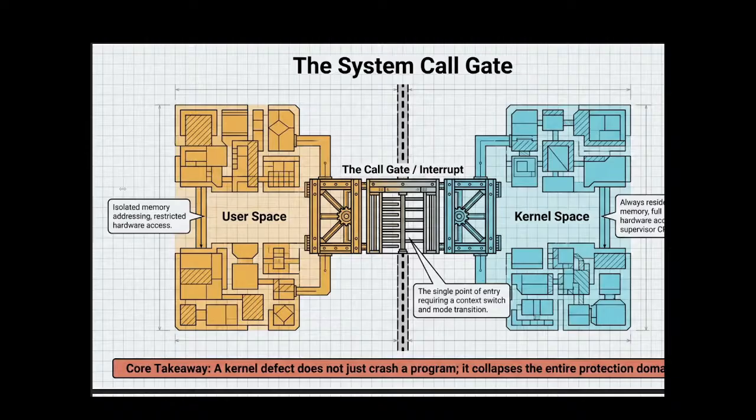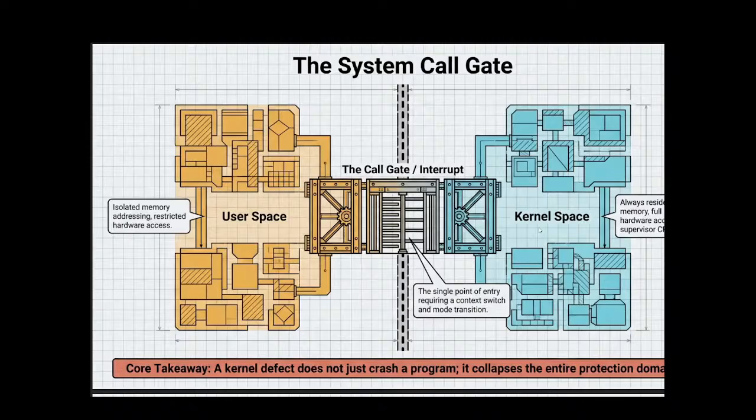Now let's understand the main topics on the user space and kernel space. Let's see what the user space is. The user space features isolated memory addressing and restricted hardware access. And the kernel space is code that is always resident in the memory, has full hardware access, and operates in supervisor CPU mode.